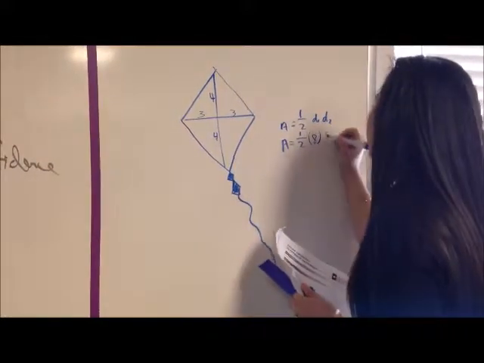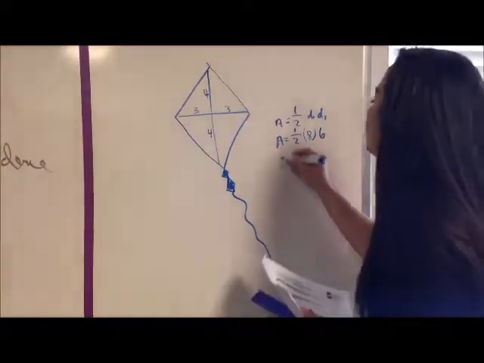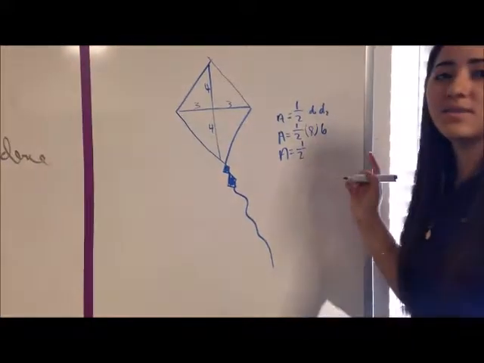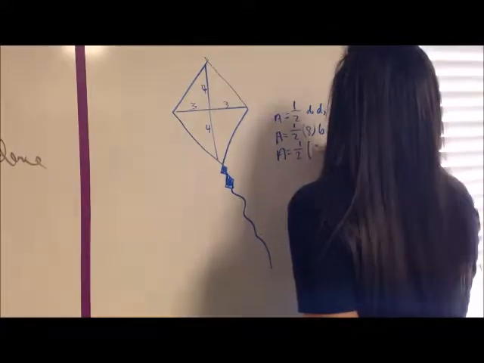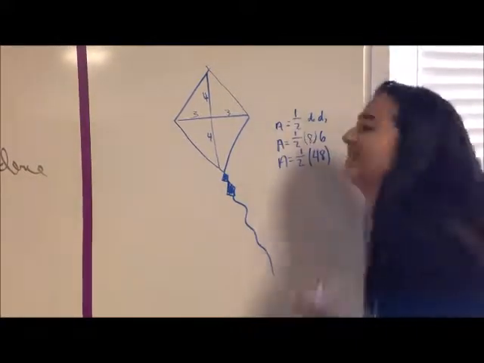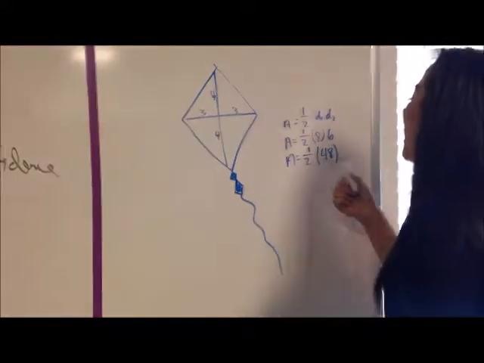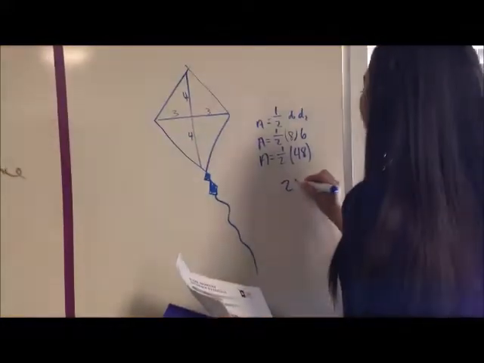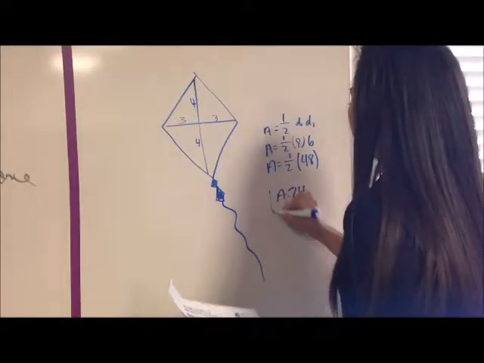3 plus 3 is 6. So then you go like this. And 8 times 6 is 48, my bad. 48. And so then half of 48 is 24. So area equals 24.